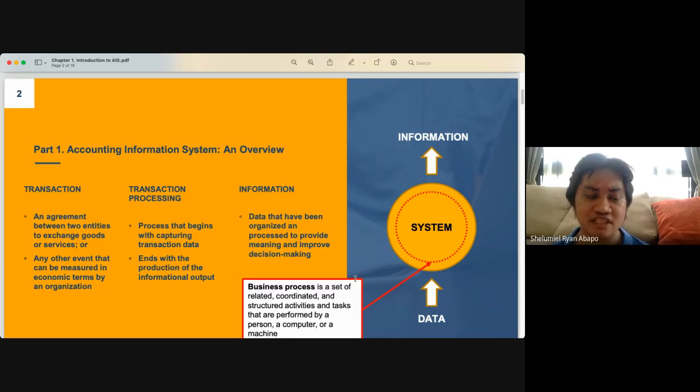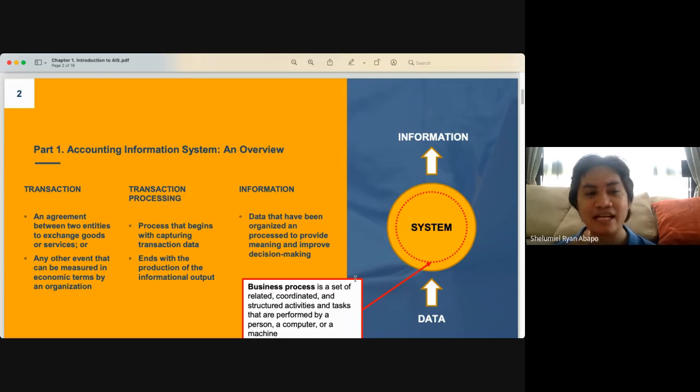Another definition of transaction, which to my mind is more appropriate, is any other event that can be measured in economic terms by an organization. When you say that it can be measured in economic terms, it means that this particular transaction can be measured by pecuniary value. When you say pecuniary value, it has a currency equivalent. It is measured by money or cash or monetary value.